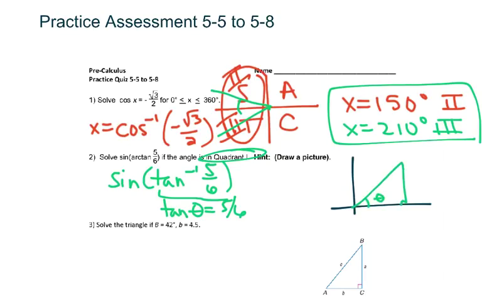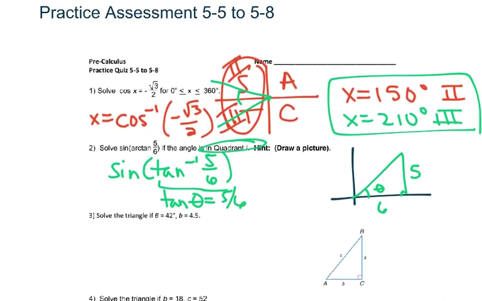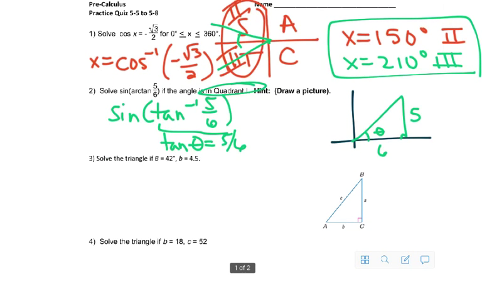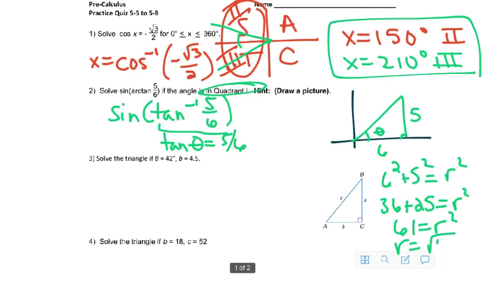The tangent's 5 over 6. Tangent is opposite over adjacent. Now if I use the Pythagorean Theorem to find the missing side, which is the hypotenuse, 6 squared plus 5 squared is, I'll call it r squared. So 36 plus 25 is r squared. 61 is r squared, so r is the square root of 61. And now I can find out what the sine of that angle is. The sine is going to be 6 over the square root of 61, which simplifies to 6 the square root of 61 over 61.